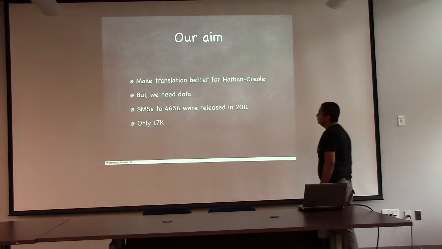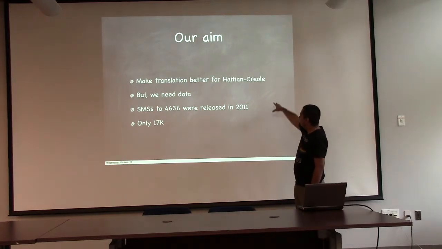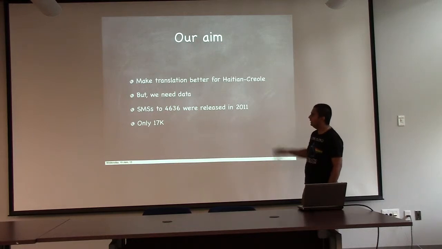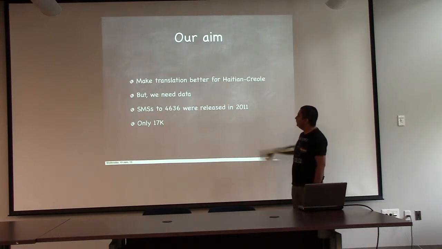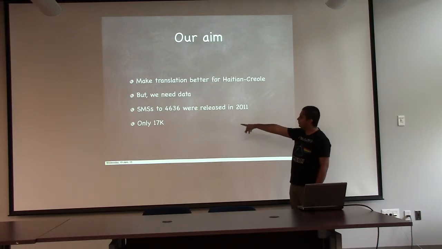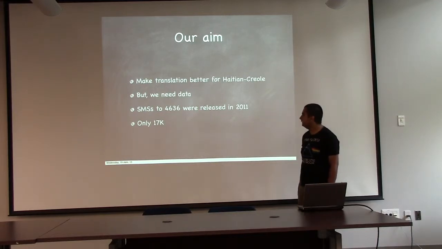So what is our aim? Our aim is to make translation better for something like Haitian Creole. We think that if we can make it better with less data, then we can do it for even other languages like those in Sudan, whenever the dictator leaves. But we need data. This data was released in 2011 and it was only 17,000 SMS. That is it. That's the only domain data we have.